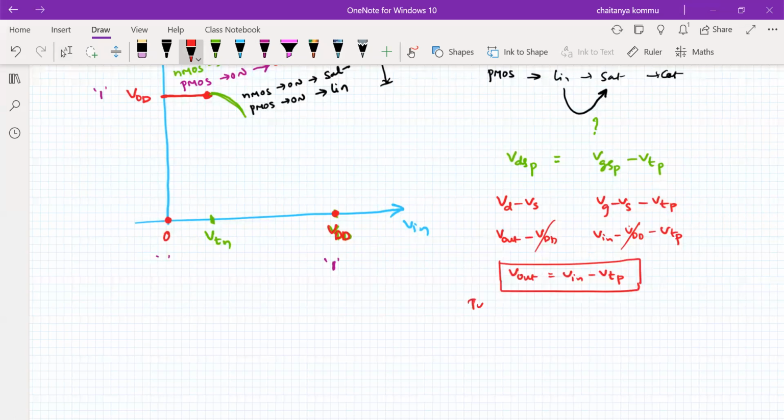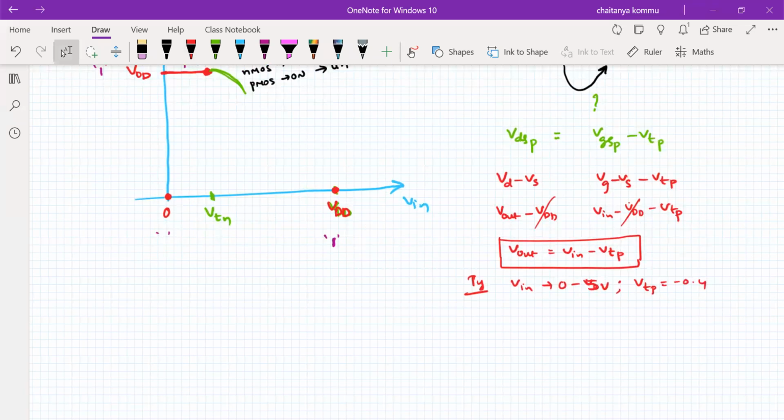By typical values, if you apply, Vin is changing from 0 to VDD, 0 to 5 volts. VTP is equal to minus 0.4. It's a straight line equation. For example, Vin is equal to 0, let us consider, 0 volts. VTP is equal to minus 0.4, as we know. What is V out here now? V out is equal to 0 minus of minus 0.4, which is plus 0.4. That means 0.4 is available somewhere here. Okay, so something like this.